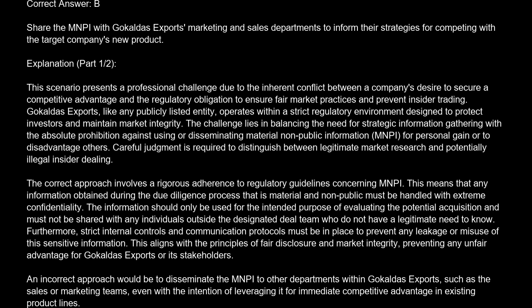Furthermore, strict internal controls and communication protocols must be in place to prevent any leakage or misuse of this sensitive information. This aligns with the principles of fair disclosure and market integrity, preventing any unfair advantage for Gokaldas Exports or its stakeholders. An incorrect approach would be to disseminate the MNPI to other departments within Gokaldas Exports, such as the sales or marketing teams, even with the intention of leveraging it for immediate competitive advantage in existing product lines.